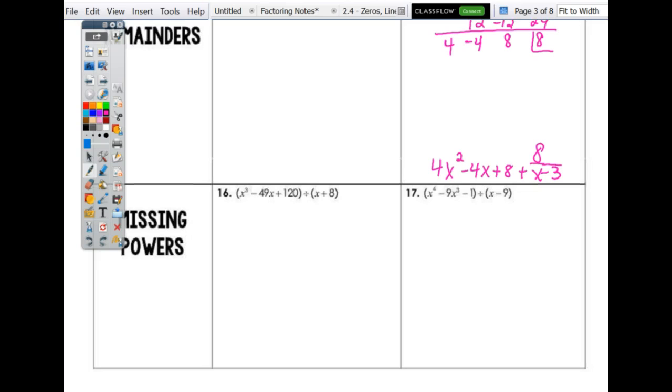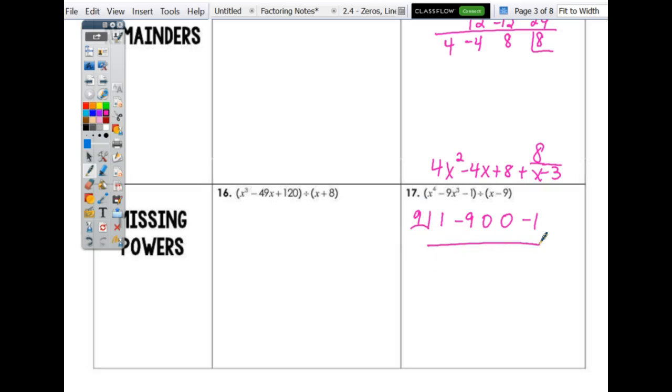So on problem number 17, the only thing that changes is like yesterday, when we're missing terms, you have to fill in zeros. So here, what am I missing? I have a fourth, a third, I'm missing a squared, and I'm missing the x, right? So when I write this down, I'm going to have 1, negative 9. I have 0x squared, I have 0 x's, and then a minus 1. And I'm testing the factor of 9.